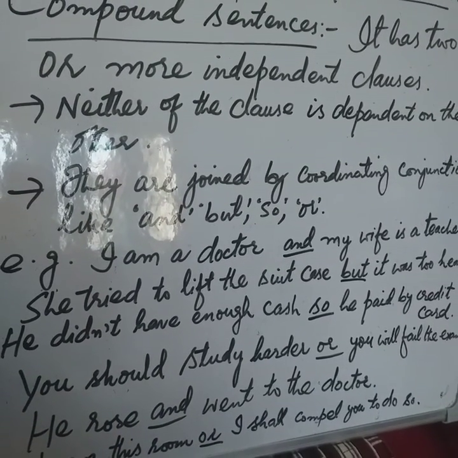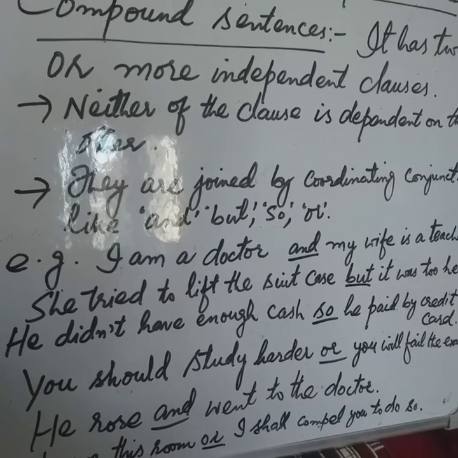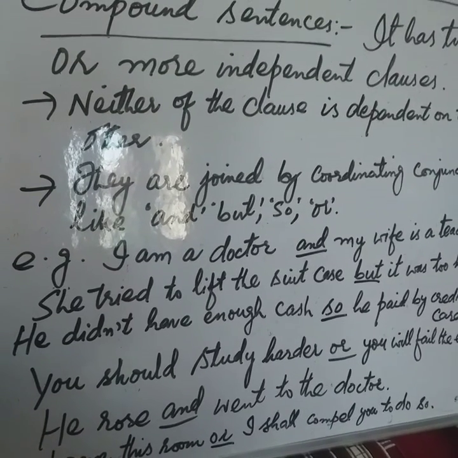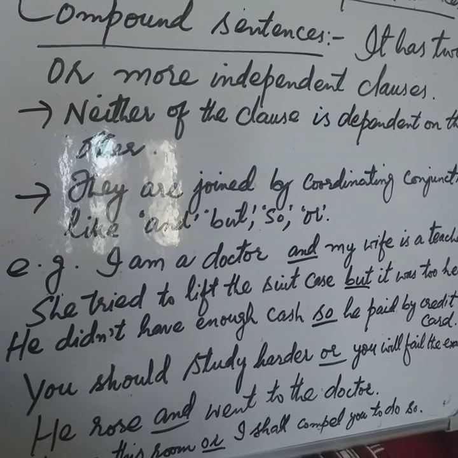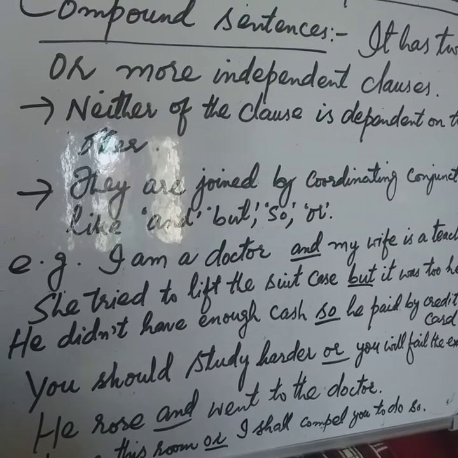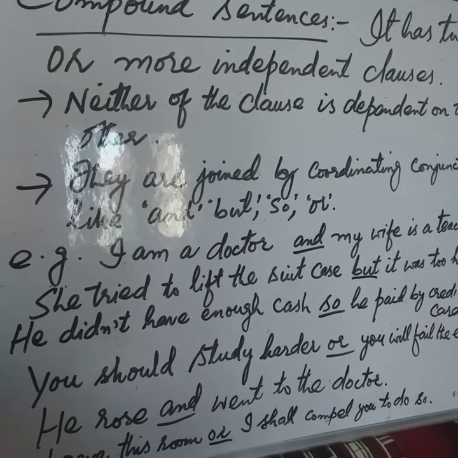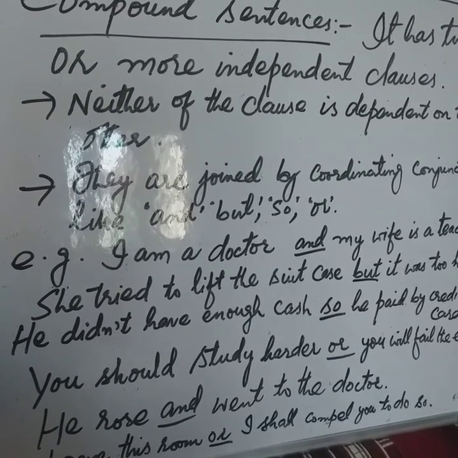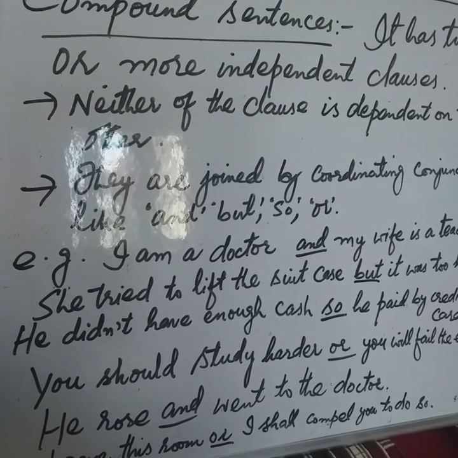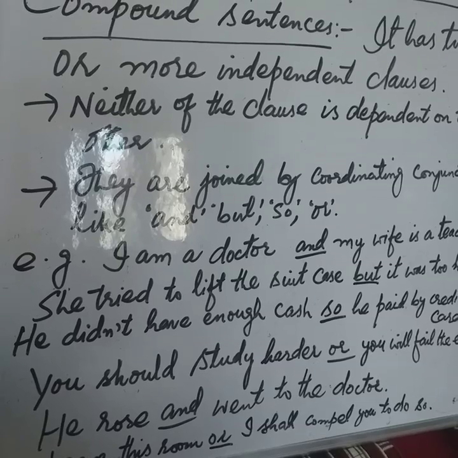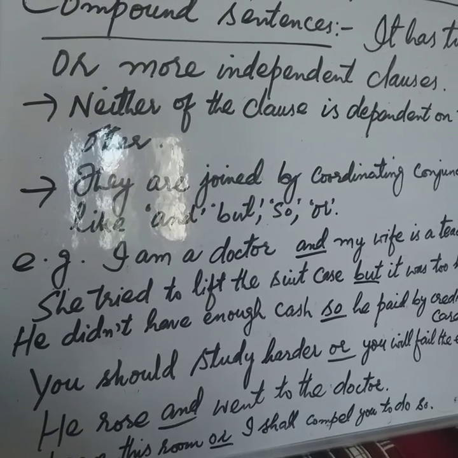Leave this room, or I shall compel you to do so. Here are two independent clauses joined by or. So then it forms a compound sentence. Got it, dear students? I can also say we would like to buy a car, but we can't afford one right now. Okay, so it's a compound sentence.